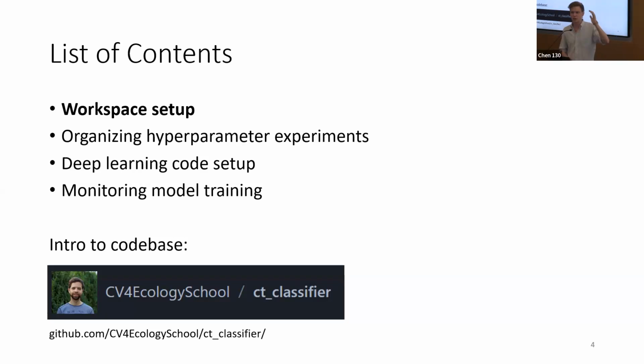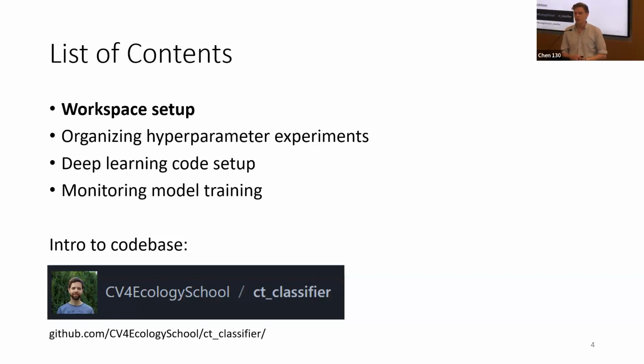And basically the structure of this 1-hour lecture will be that there's one repository on GitHub, on our CV4 Ecology school GitHub, that was created by Benjamin Kellenberger, an instructor from last year, called CT Classifier, which is somewhat of a bare bone code structure that we recommend you to start off with when you develop a classification or a detection or a segmentation algorithm. So this code base and the lecture today contains a workspace setup, meaning how do we, which folders do we create, which files do we create in those folders.